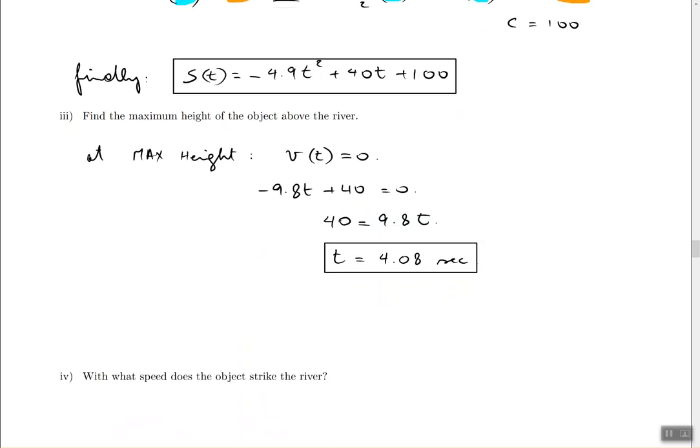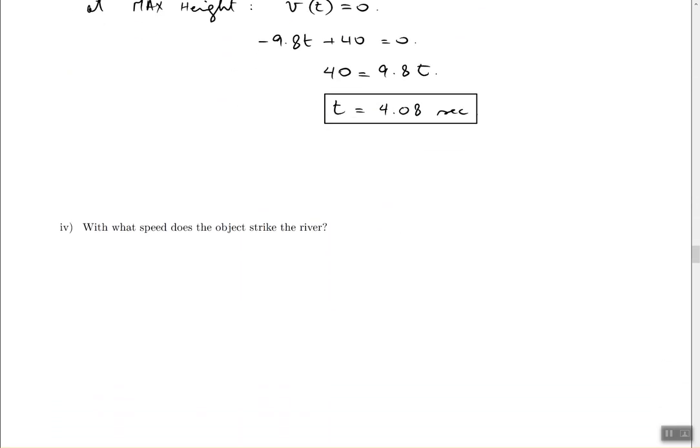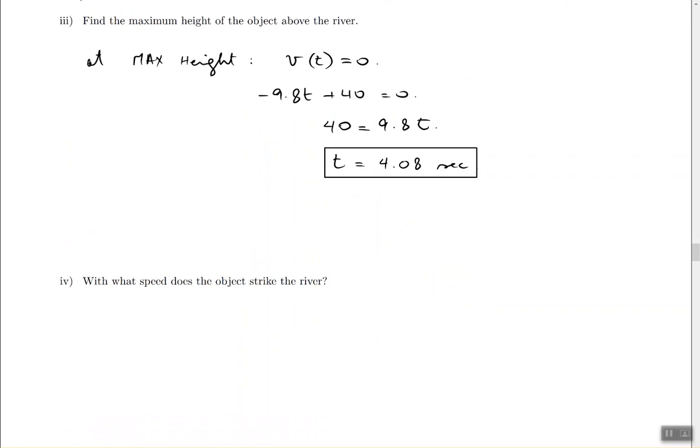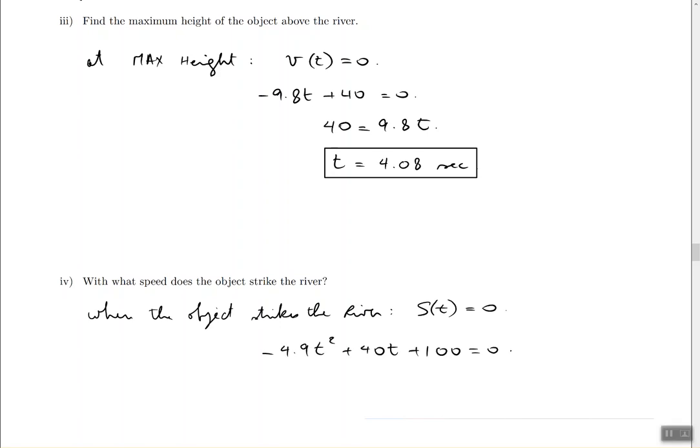Okay, and the last question says, at what speed does the object strike the river? So the speed of the impact at the river. Since our reference for the distance was the river, when the object strikes the river, the position is equal to 0. So now I'm just going to write down the position function and make it all equal to 0. By solving this problem, I'm going to end up finding a time. And once I know what the time is, I'm going to put it into the velocity equation to get the speed, or the velocity, basically.